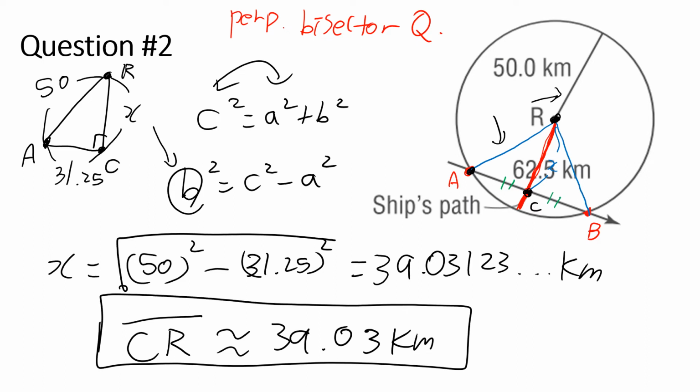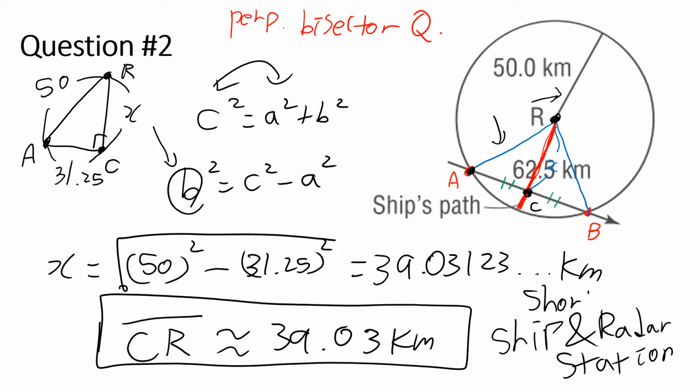Then I can round it up to nearest 100. I rounded up to nearest 100 because I forgot what the question asked you to round up to. If it's whole number, 39 kilo. Nearest 10, 39.0. Nearest 100, 39.03 kilometer. That is the shortest distance between the ship and the radar station. That's another example.